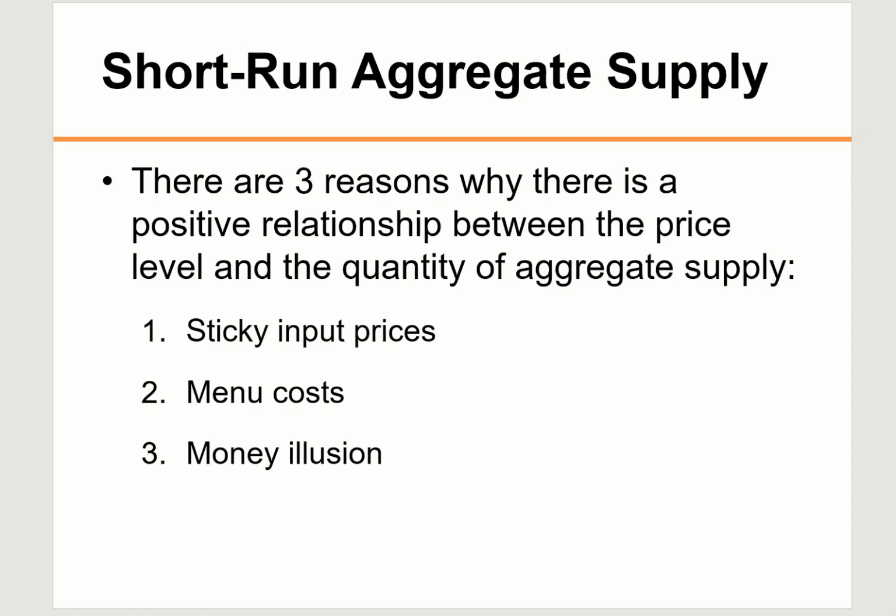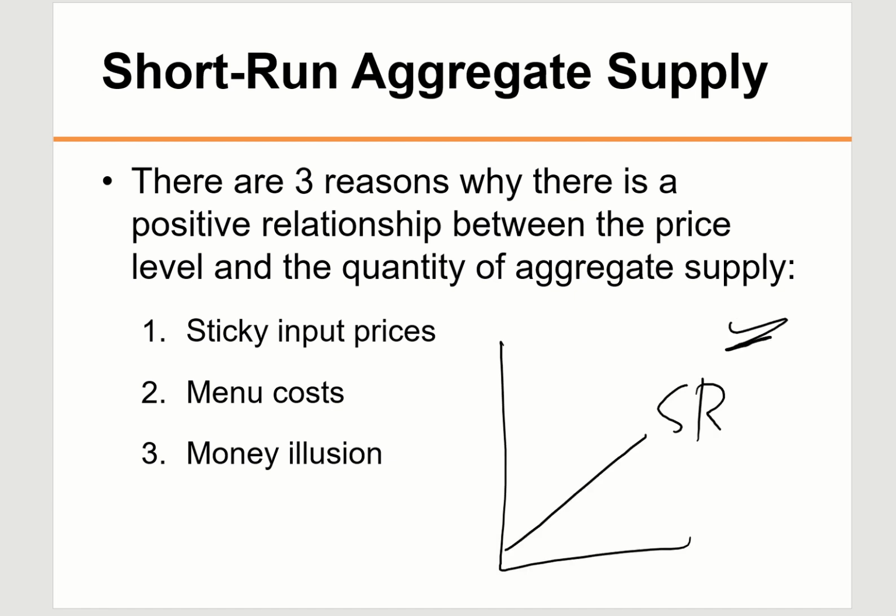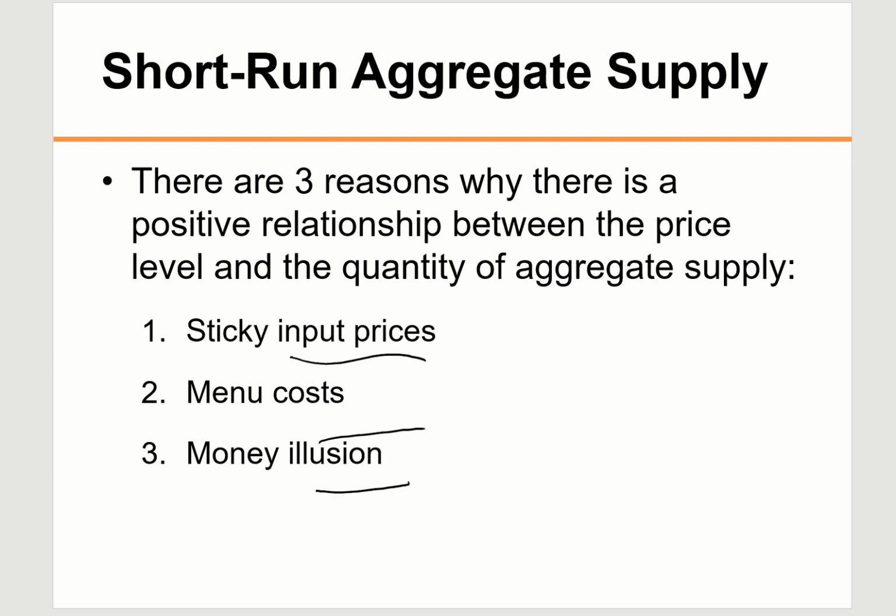Now for the short run aggregate supply curve, there's three reasons why you have this positive slope for the short run aggregate supply curve. All right, so three reasons: sticky input price, menu cost, and also money illusion. So let's look at each one.